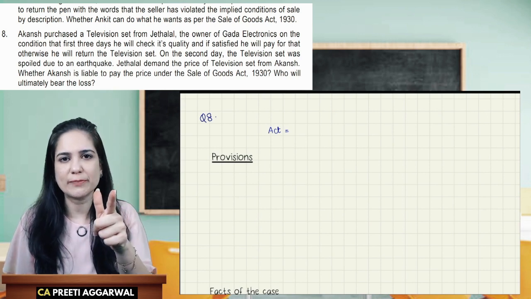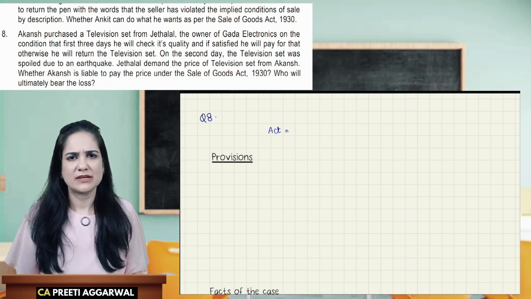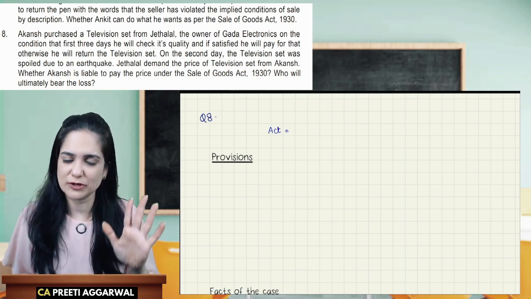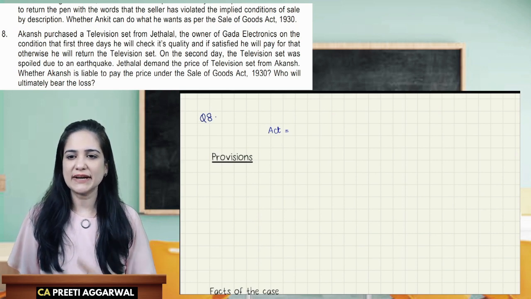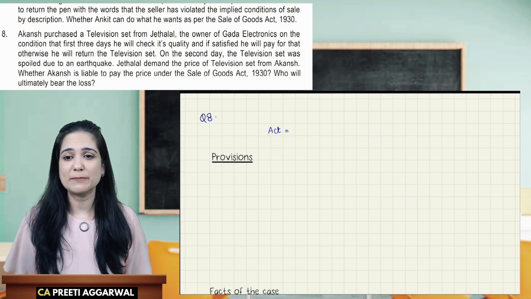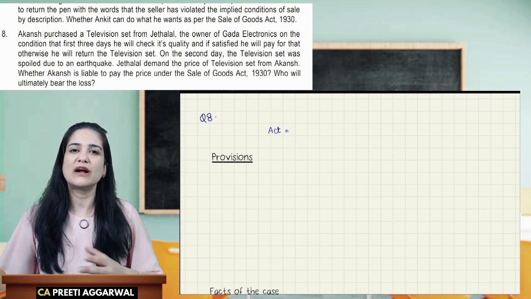Immediately, it should click in your mind, this is sale or return. Yes, either if you like it, you buy it, you keep it, or you return. Section 24 of the Sale of Goods Act. Okay. On the second day, the television set was spoiled due to an earthquake. All right. Jethalal demanded the price of the television set from Akash. Whether Akash is liable to pay the price, who will ultimately bear the loss?